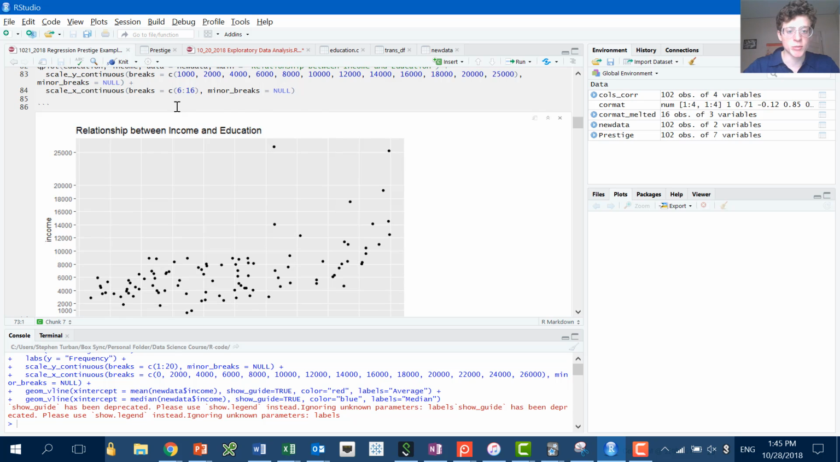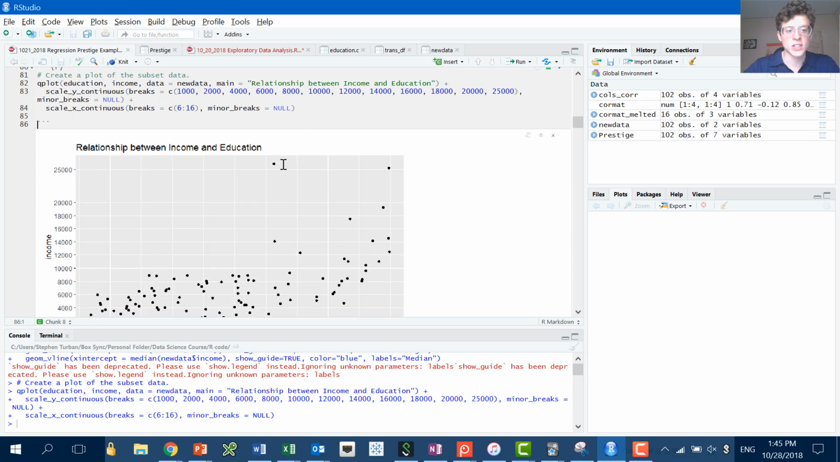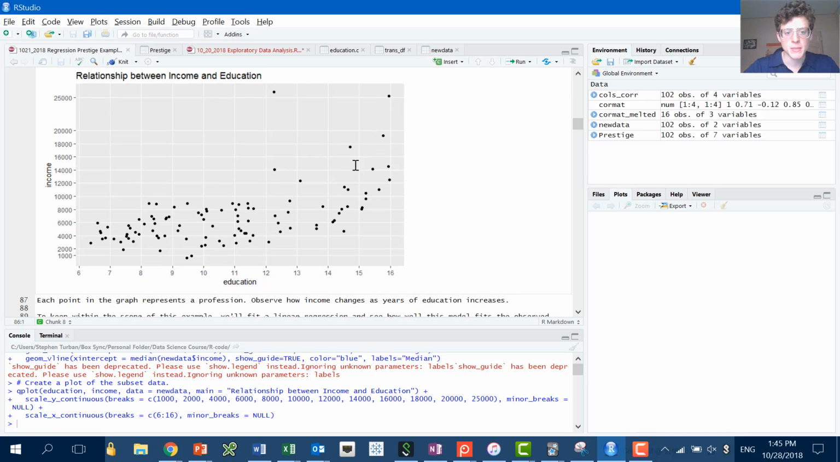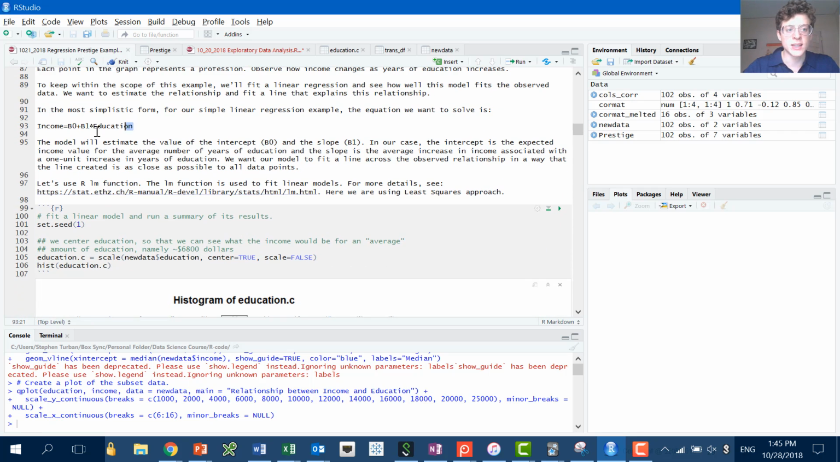So here is the relationship between education and income. Each point represents a profession. So again, observe how we're growing over time. And then again, this is the linear regression equation that we discussed. So this is what we'll be using.